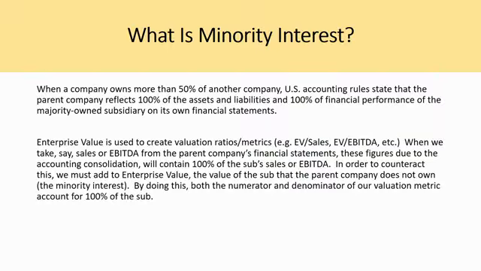Enterprise value is used to create valuation ratios and metrics. When we take, say, sales or EBITDA from the parent company's financial statements, these figures, due to the accounting consolidation, will contain 100% of the subsidiary's sales or EBITDA. In order to counteract this, we need to add to enterprise value the value of the subsidiary that the parent company does not own, the minority interest. By doing this, both the numerator and the denominator of our valuation metric account for 100% of the subsidiary, and this is why we add the minority interest.